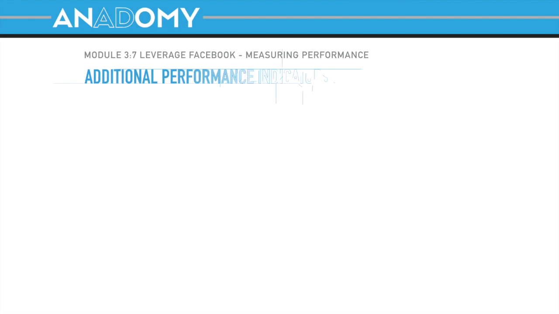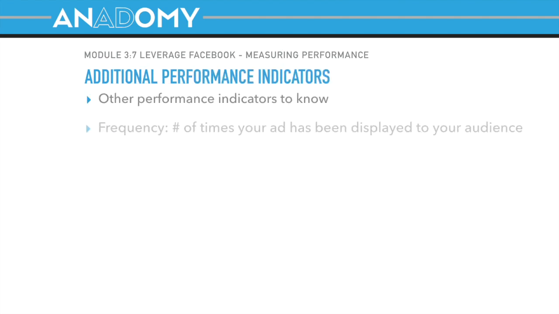Here are some additional key performance indicators that aren't so important but also are good to know. The first one we're going to talk about is called frequency. Frequency is the number of times your ad has been displayed to people inside of your audience. This sounds pretty straightforward, but it's not quite as intuitive as it sounds.